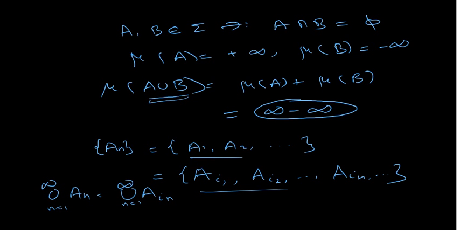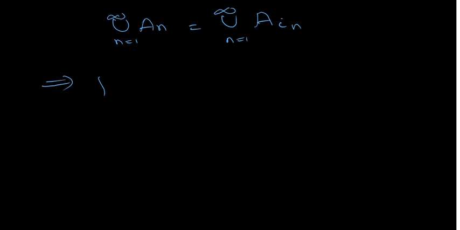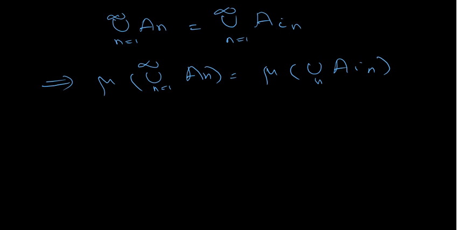So that means their mu values must be the same. So this union of An, n runs from 1 to infinity, is the same as the union of A sub sigma(n), n runs from 1 to infinity. Both the unions are the same. Since mu is a set function, it's a function, this means that their mu values must be equal. So this step is very important.